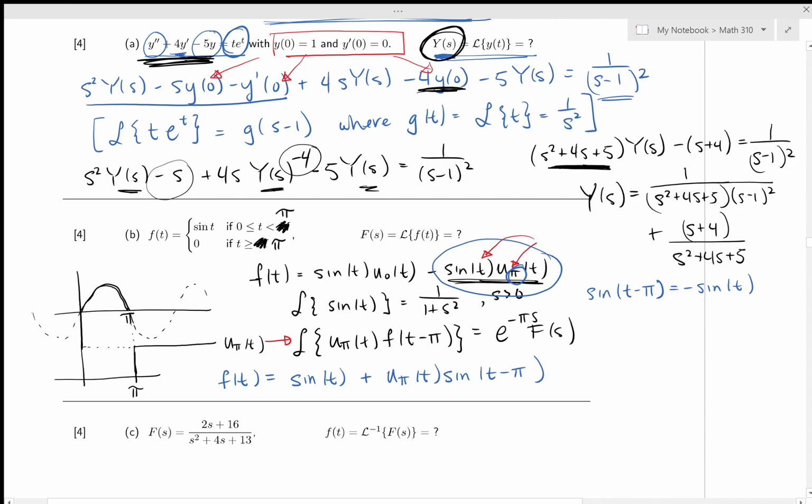Okay, the tricky step going from this circled portion to this portion right here. Now this is extremely straightforward. We're now going to take the Laplace transform of that. The Laplace transform of that function is going to be the Laplace transform of the sine function. That is 1 over 1 plus s squared, plus the shifted version of the sine function.